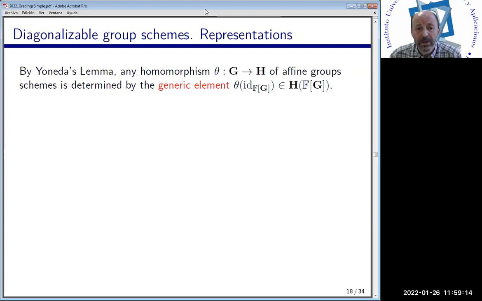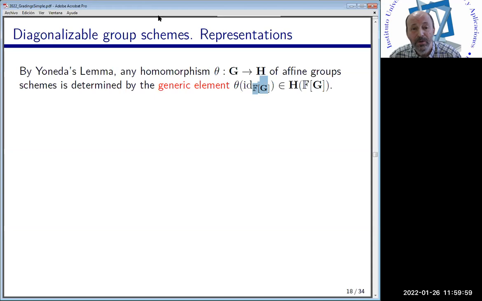Well, if we have a homomorphism of affine group schemes, this is determined by Yoneda's lemma by the generic element, and the generic element is an element of the second group scheme with values in the Hopf algebra representing the first group scheme. So we start with the generic element of the first group scheme. We have the Hopf algebra that represents the first group scheme, which is denoted in this way here.